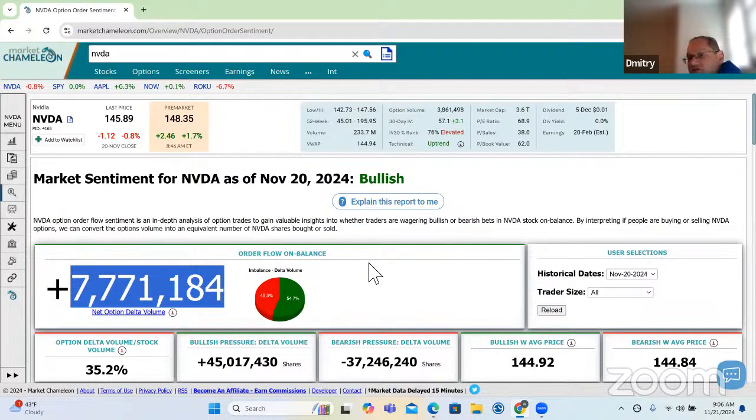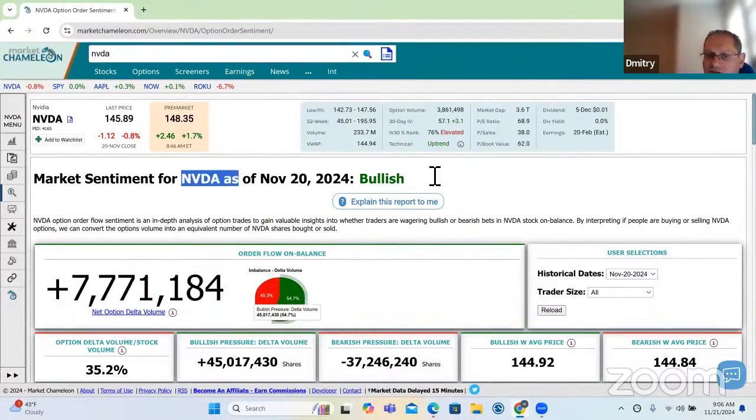Does it look like it's going more towards the bullish side or the bearish side? All right, so that's what we're trying to answer with the market order flow sentiment here. So let's take a look at this report for Nvidia. Okay, and this is for yesterday's trades. We're not open today, so these were coming in from yesterday's trades.